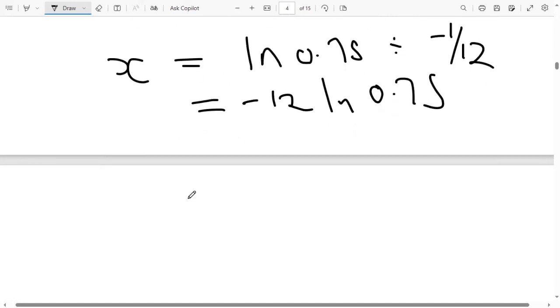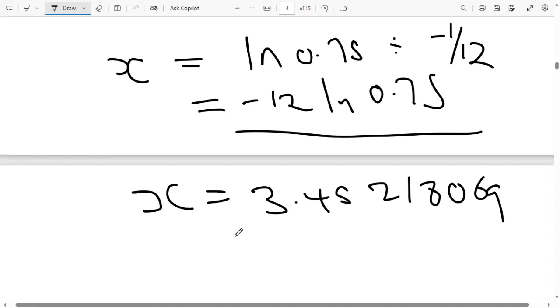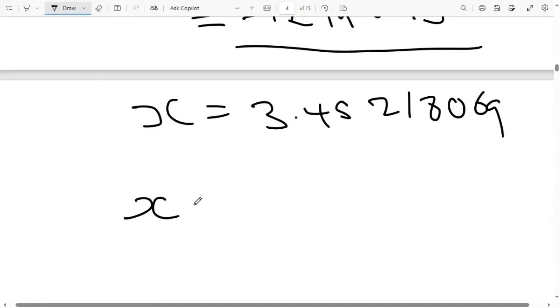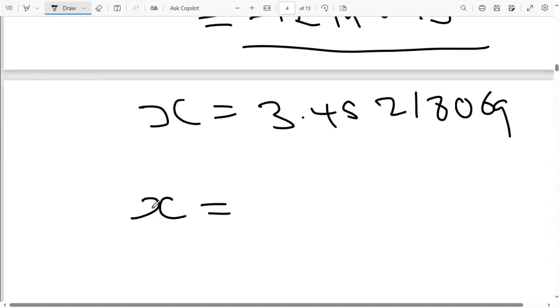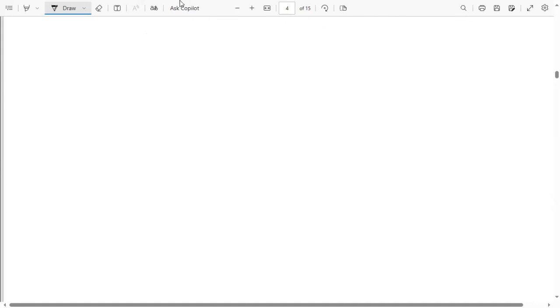Just get your calculator and punch this value in. After punching the value, I'm getting 3.45218069. So you round it off, and you say x, the maximum minutes, is just 3 minutes. That's how we find the x there. And then we move to the other question.